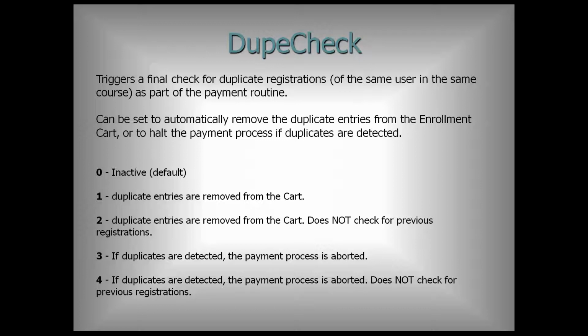It has a few different settings. 0 is disabled, which is how it's set by default. If you have it set to 1, it's just going to remove the duplicate entries from the cart. So if for some reason a person manages to defeat all of ACEweb's existing protections against signing up for the same course, this one will just sort of correct it and sweep it under the rug. Number 2 is duplicate entries are removed from the cart, but it does not check for previous registrations. So it's not going to be looking in the database saying, wait, have they ever taken this class before?